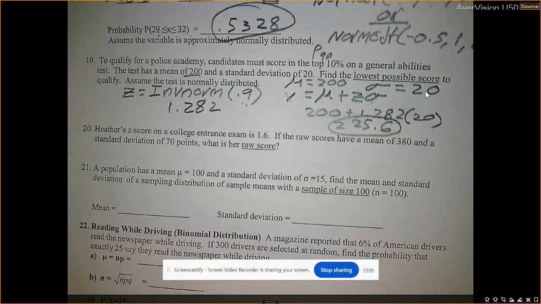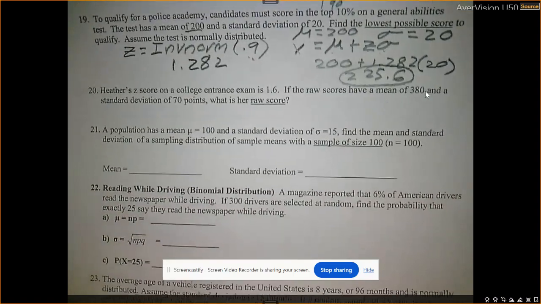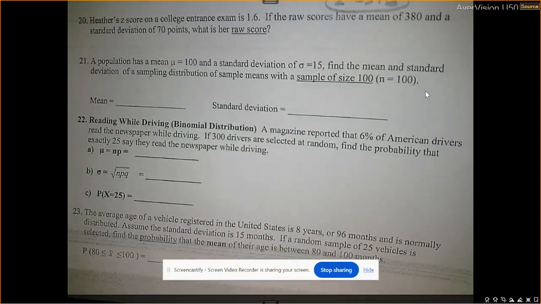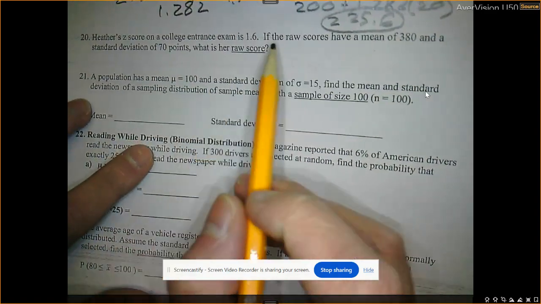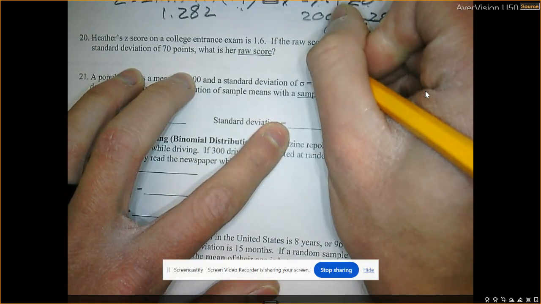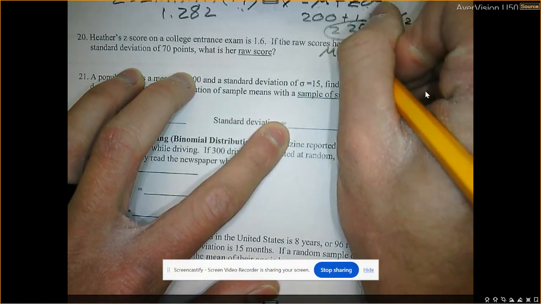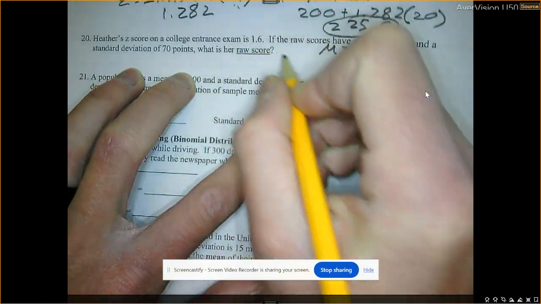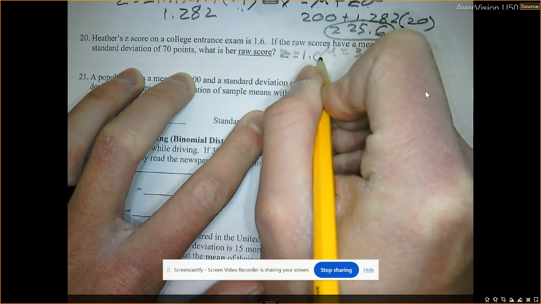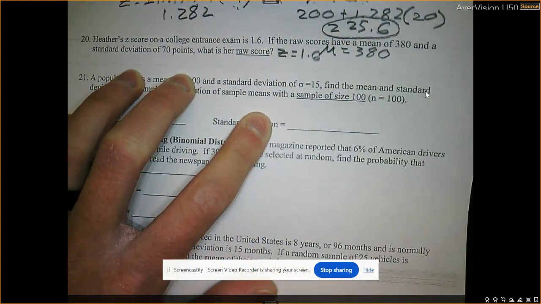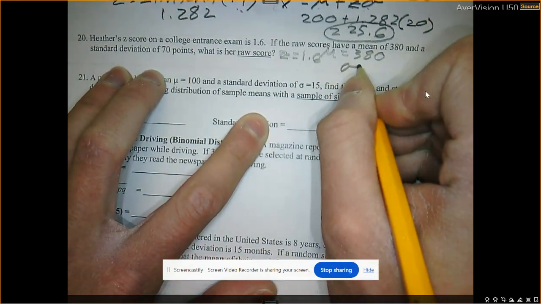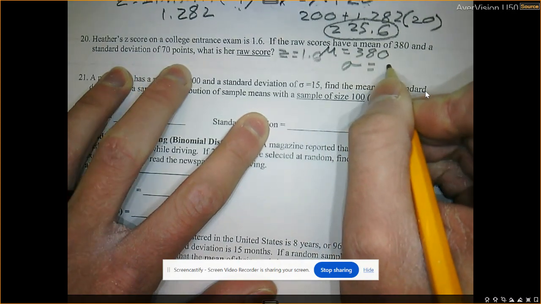Okay, Heather's z-score on a college exam is, I'm just trying to scroll here so that everything's on your screen. Heather's z-score on a college exam is 1.6. If the raw scores have a mean of 380, okay, let's go mean of 380. They already said her z-score is 1.6. Okay, and a standard deviation of 70. Okay, what is her raw score?